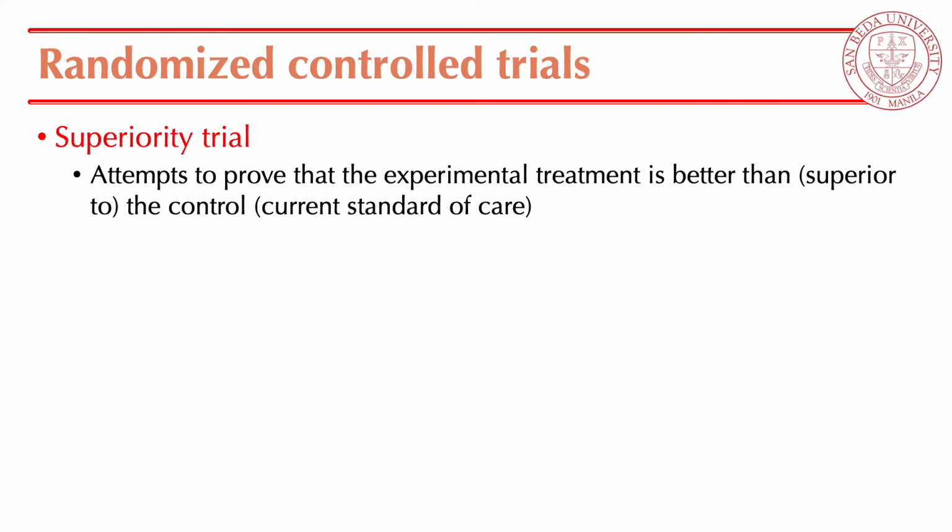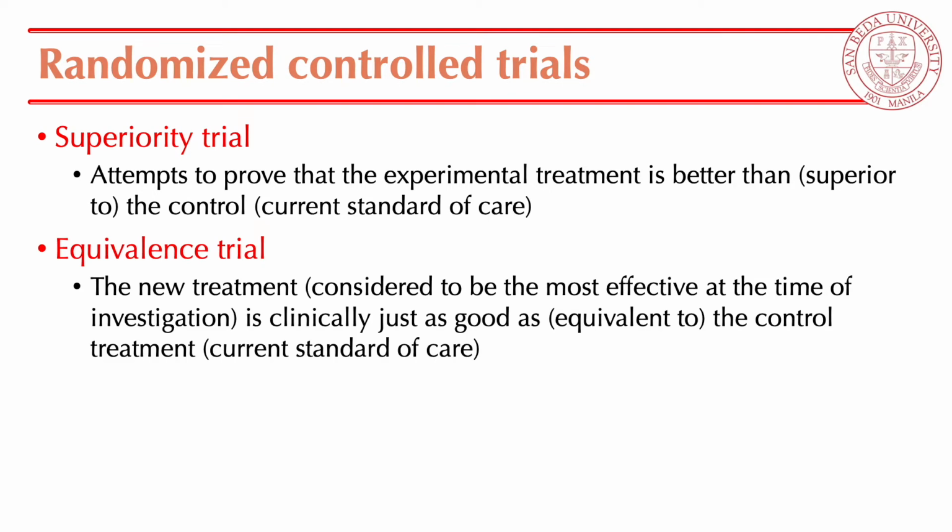First is the superiority trial. This type of trial is used when the objective is to prove that the investigational treatment is better than or superior to the control, which is very frequently the current standard of care. If the researcher's objective is to demonstrate that the new or investigational treatment is clinically just as good or equivalent to the control or current standard of care, an equivalence type of RCT is performed.